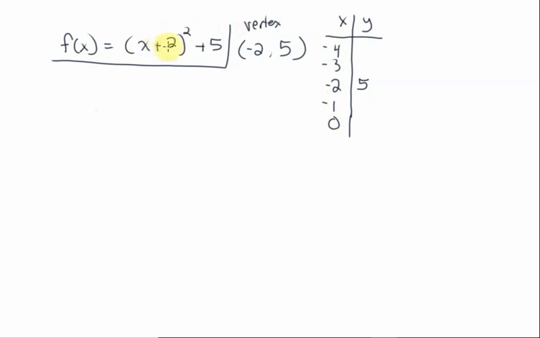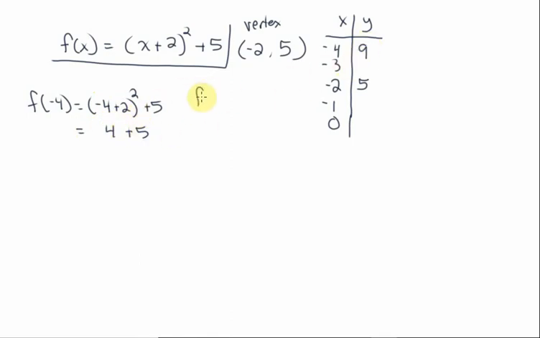The only difference here is we had a plus, so that makes finding the vertex a little bit sketchier. But let's see. Let's plug in negative 4. Negative 4 plus 2 squared plus 5. Let's see. Negative 4 plus 2 is negative 2. But negative 2 squared is just 4, right? 4 plus 5 is 9.